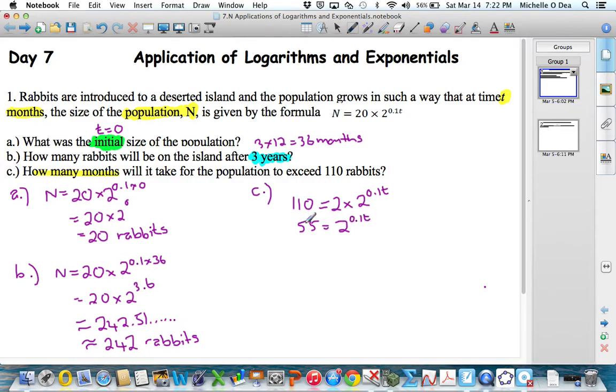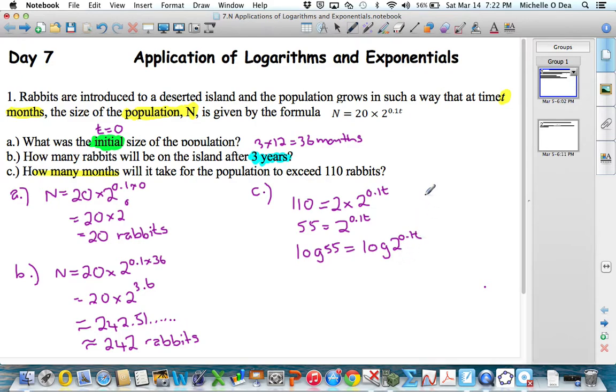Now remember from our work with exponential and log equations, I need to take the log of both sides because I can't write 55 as 2 to the power of something. If I could, then it would be quite easy. So instead, we're going to take the log of both sides, just base 10. So log 55 is the same as log of 2 to the power of 0.1 T.